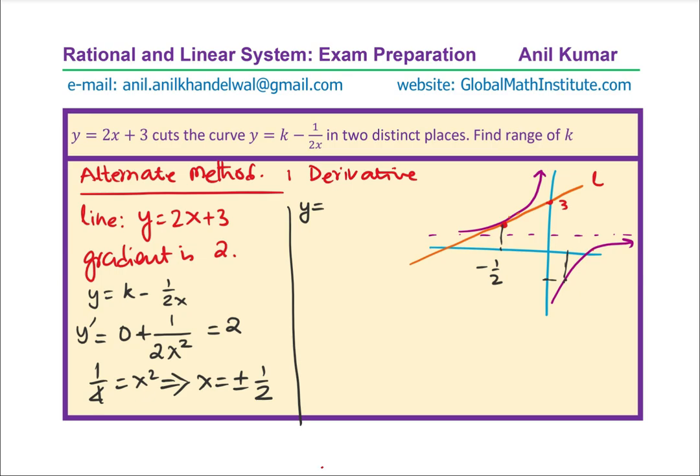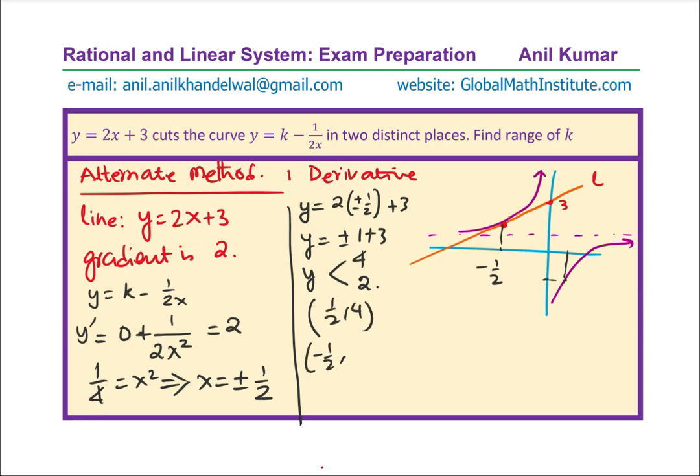So if x is plus or minus half, let's write plus or minus half. Plus 3. We get what? We get plus or minus 1 plus 3. So the y value could be either 4 or it could be 2. So these are the 2 points of intersection, correct? So y value for x equals half is 4, and for minus half it is 2.